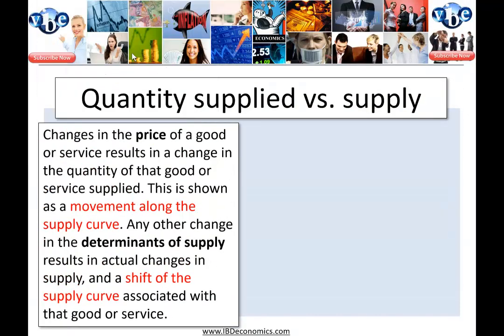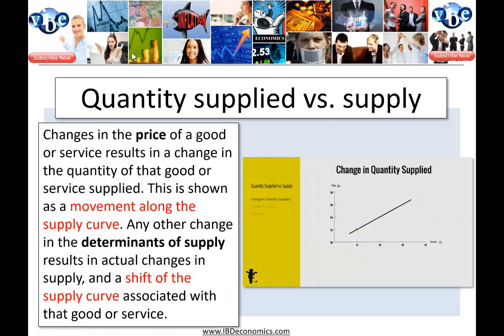Quantity supplied versus supply. This is an important distinction. It's quite often assessed in IB economics. Okay, changes in the price of a good or service result in a change in the quantity of that good or service supplied. And that is a movement along the supply curve. Any other change in the determinants of supply result in actual changes in supply, and the supply curve is going to shift.